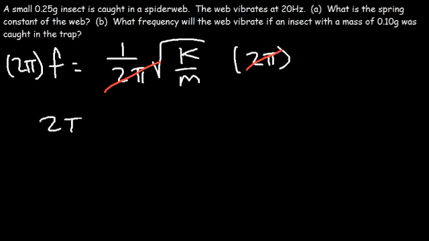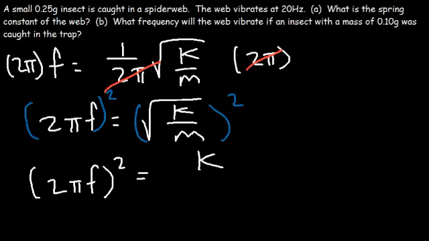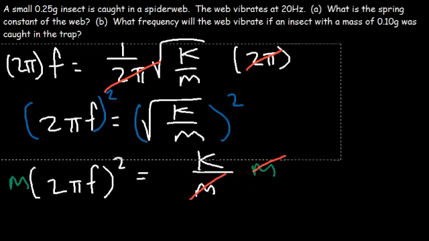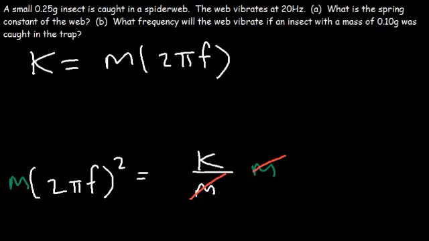So 2 pi F is equal to the square root of K divided by M. Now at this point, we're going to square both sides, so we can get rid of the square root on the right. So (2 pi F) squared is equal to K divided by M. Now the last thing we need to do is multiply both sides by M. So now we have the equation that we need. So the spring constant K is equal to the mass times (2 pi F) squared.